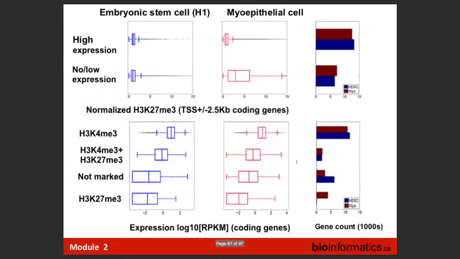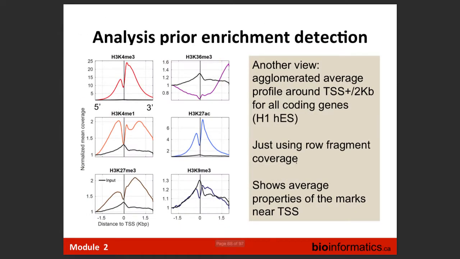You have all this in your handouts. Let me skip. Here is another, orthogonal way to look at the data, where instead of calculating signal in every promoter individually, we look at the profile around the TSS. So these are profiles, and this is a typical picture. Seven years ago, one could publish those. Now it's almost like a QC plot.